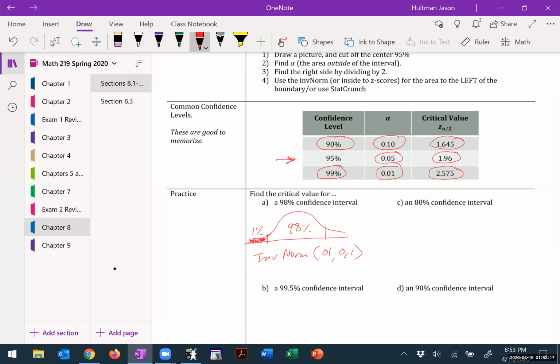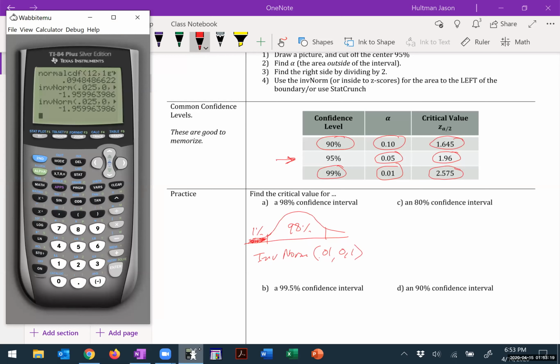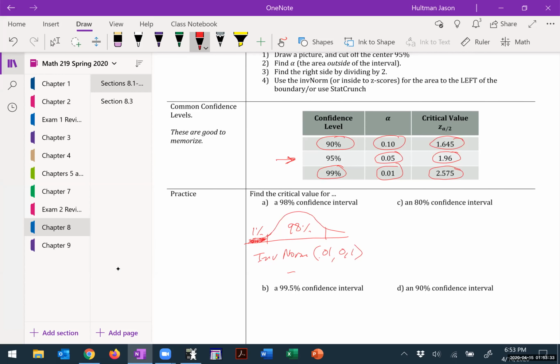And if I were to do that in my calculator real quick, second entry. I'm just going to go 0.01 this time. Okay, and I get negative 2.32, so I'm going to make that positive 2.32. Okay, so that is Z star for 98% confidence.